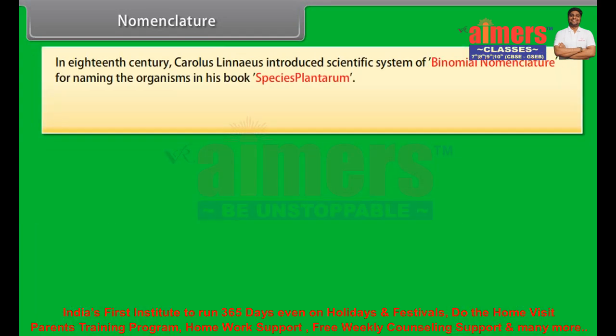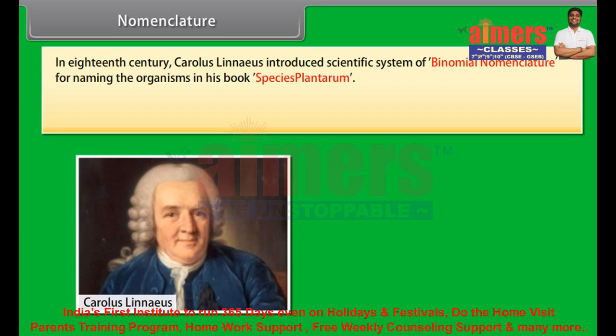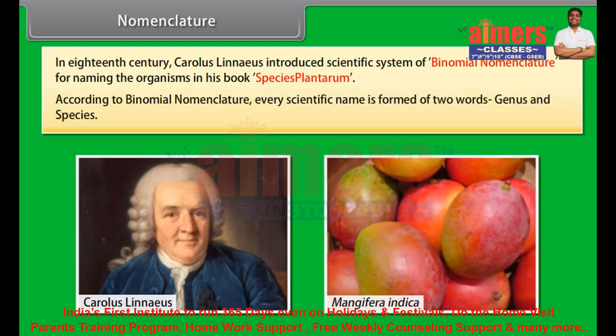In 18th century, Carolus Linnaeus introduced scientific system of binomial nomenclature for naming the organisms in his book Species Plantarum. According to binomial nomenclature, every scientific name is formed of two words, genus and species.